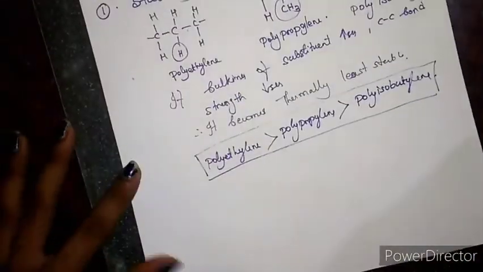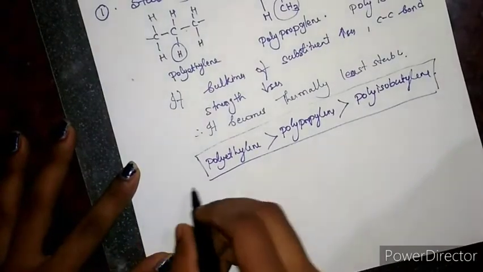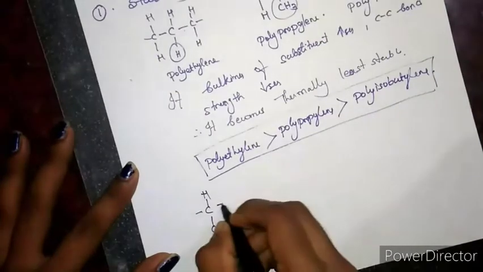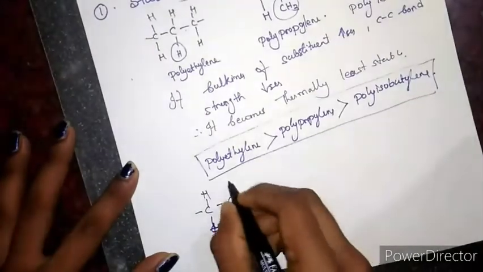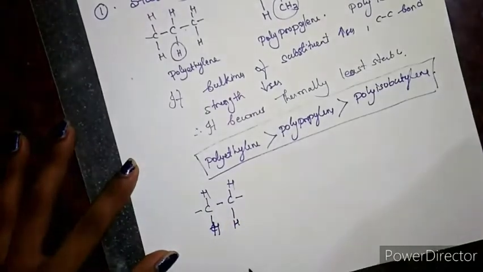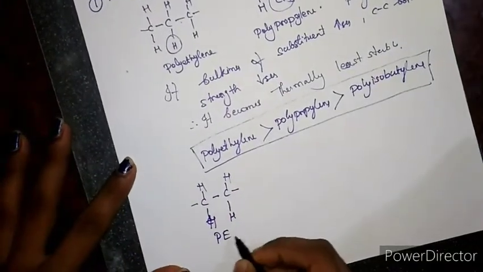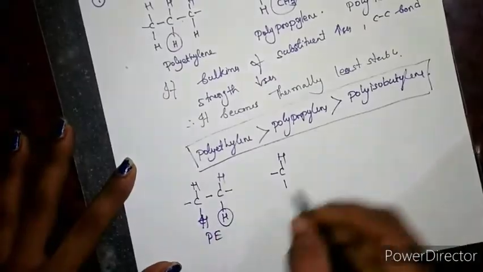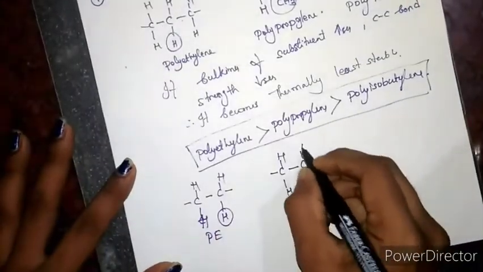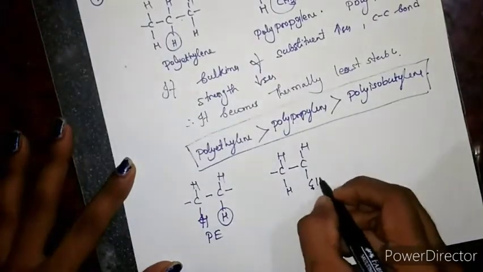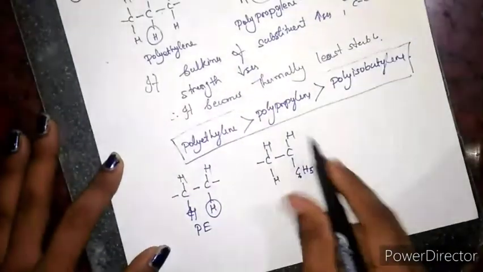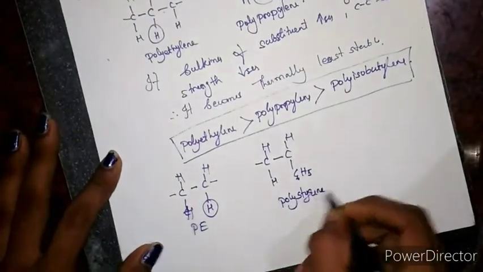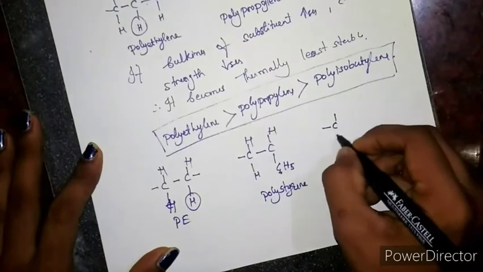Now if I have this H, what is this polymer? This is polyethylene. Now what I do, I replace this H by a phenyl group. Phenyl group is C6H5. Then what is the name of this polymer? This is polystyrene. Now what I do, I replace another H.